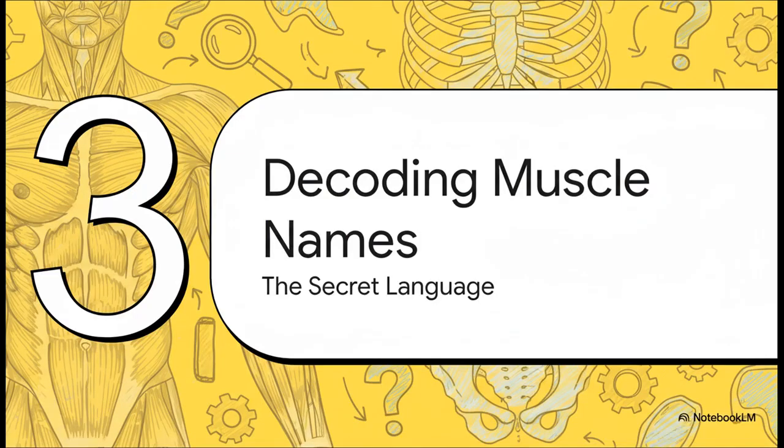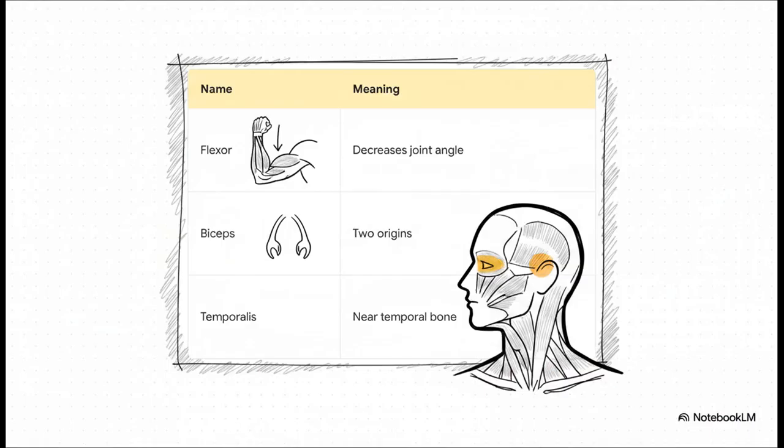Section 3. Decoding muscle names. It's time to translate that intimidating medical jargon into a logical, secret language. Anatomical naming is really just a highly descriptive code. Muscles are generally named by their action, origin, location, or some combination of those. For example, a flexor simply decreases a joint angle.